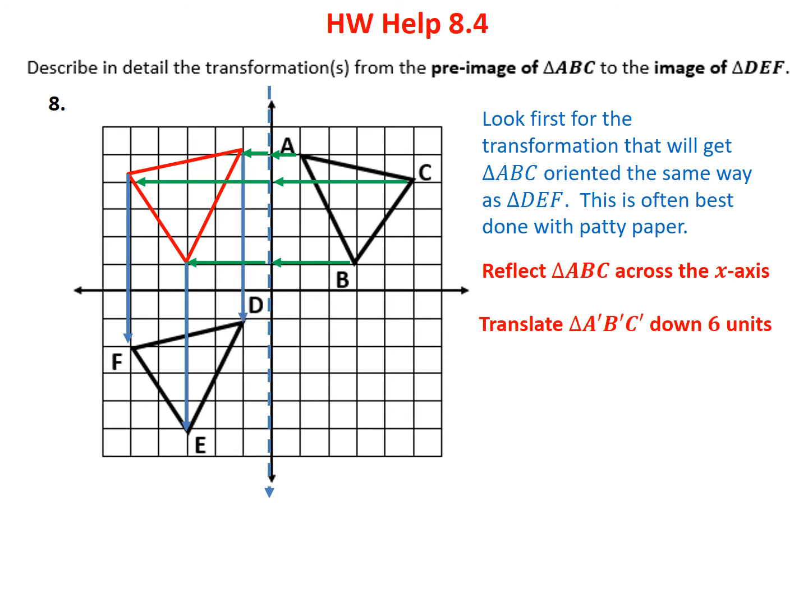If I were putting this together as a rule, my first step was a reflection, so for (x, y) the y stayed the same. That became (-x, y). Now if I'm going to go down 6, it's going to be -x and then y - 6. So I could write this as (x, y) becomes (-x, y - 6), which would be the rule for that composite transformation.